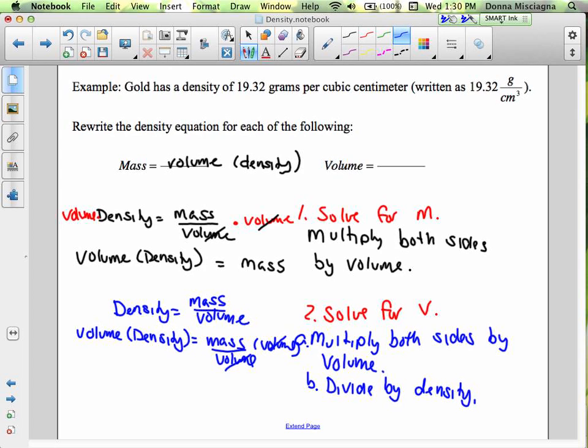Are you rewriting that? Yes. Oh, okay. Well, it's a new, well, we're solving for volume this time.